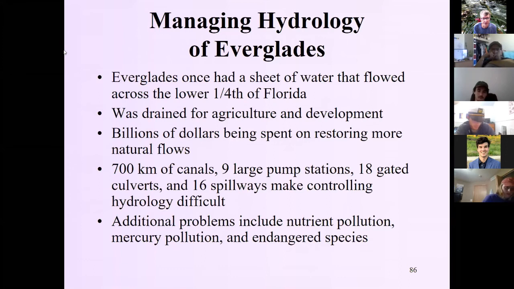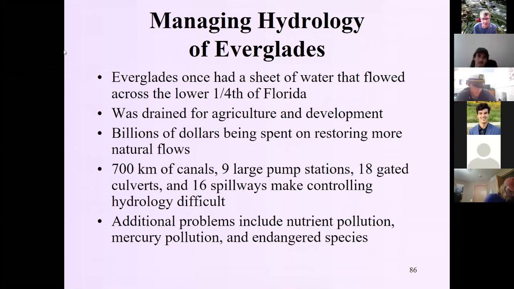So to do this, these 700 kilometers of canals, 9 large pump stations, 18 gated culverts, 16 spillways are used to control hydrology. So you can imagine what would be something that would just put a huge amount of water in that would be difficult to deal with in that part of the world.